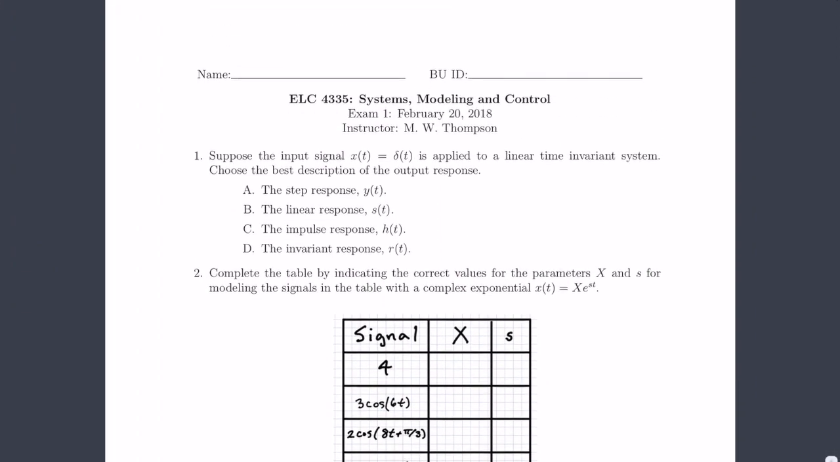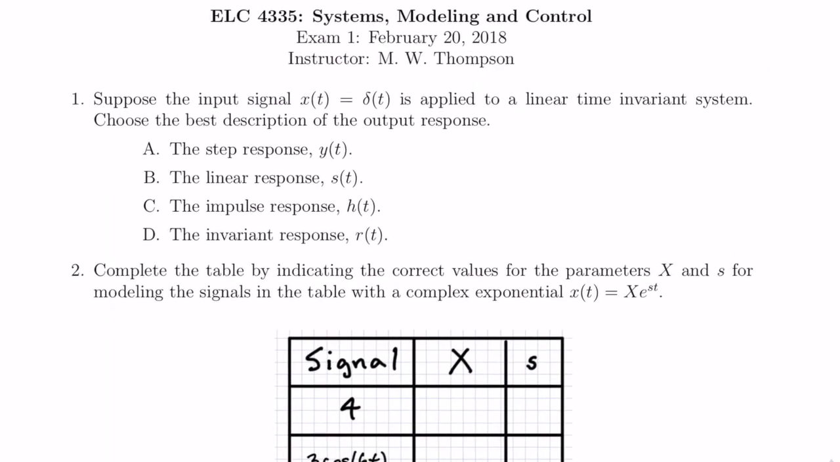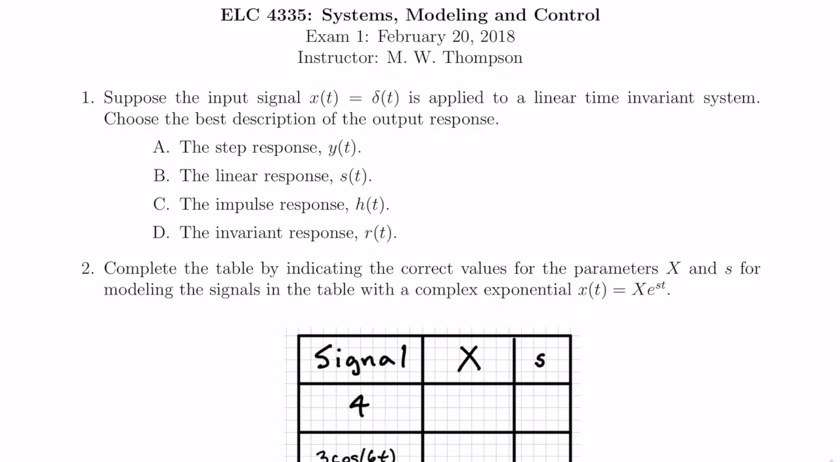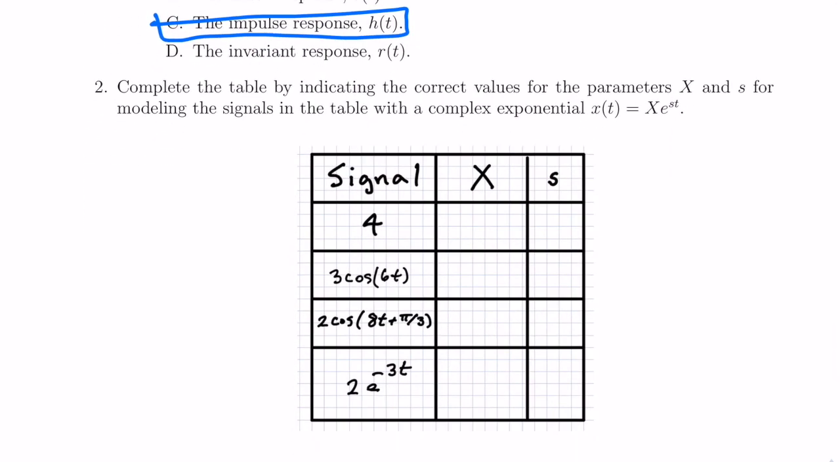Okay, this screencast is to review exam 1. On the first problem, I'm happy to say everybody got this one right. Indeed, if you apply an impulse function, you get out the impulse response. So congratulations to everybody who got that right, which is all of you.